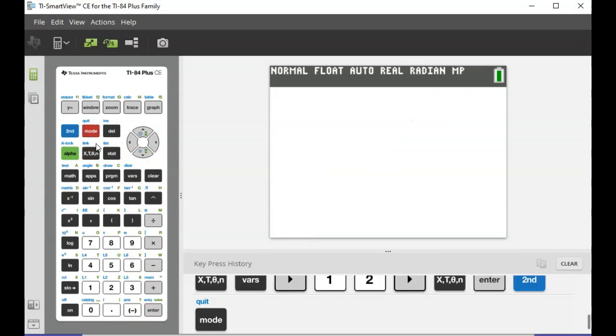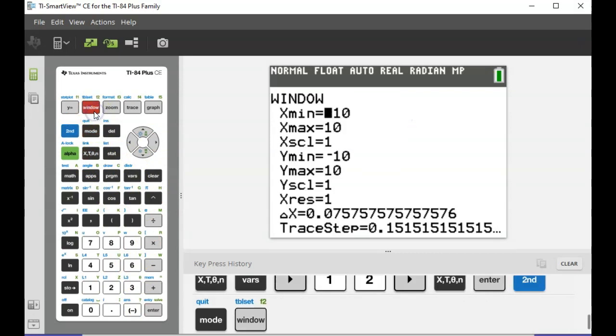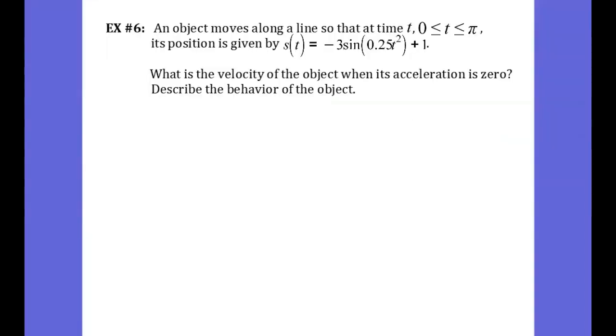Second, quit. And I want to graph these. So let's go to window, and remember the interval is 0 to pi. So I'm going to let x min be 0 and x max be pi. And let's think about the sine function. So the sine function, if it's negative 3, is going to go down to negative 3 and up to positive 3, but the whole graph has been shifted up 1. So we're going to be going from negative 2 to positive 4. So let's let our y min and y max be negative 3 to 5.